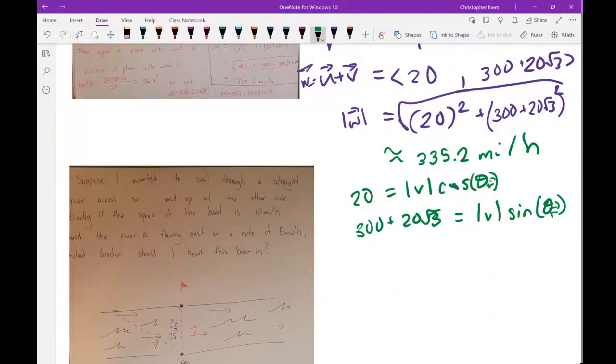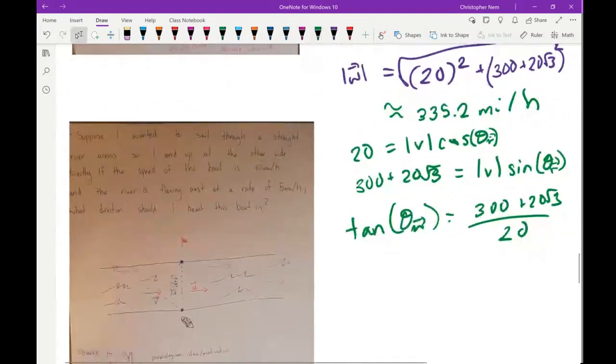Another way you can do this is you can also realize that, hey, if we're dealing with cosine and sine at the same time, why not just do tangent of theta, direction of w? Well, that's just your y component, or your second component, divided by your first component. So I can just do 300 plus 20 root 3 over 20. If I wanted to calculate for this theta, I need to do the arctan or tan inverse function.